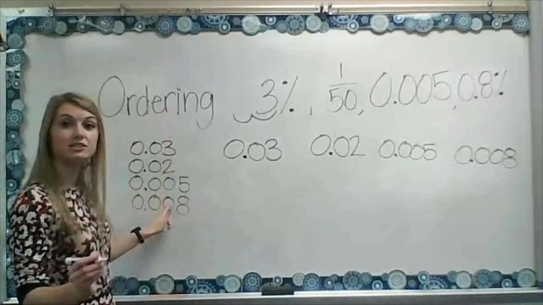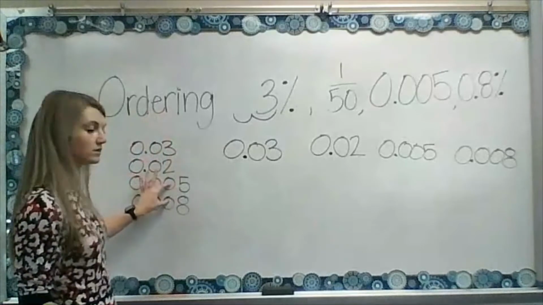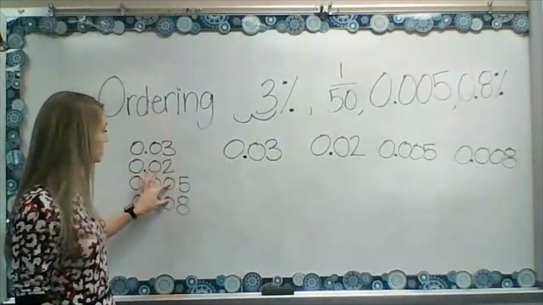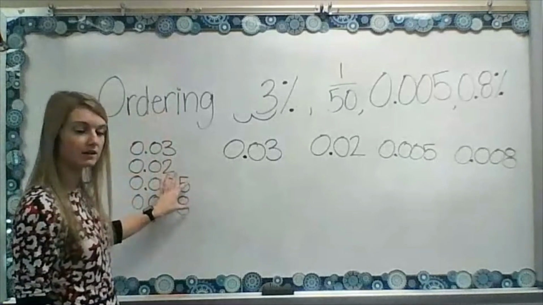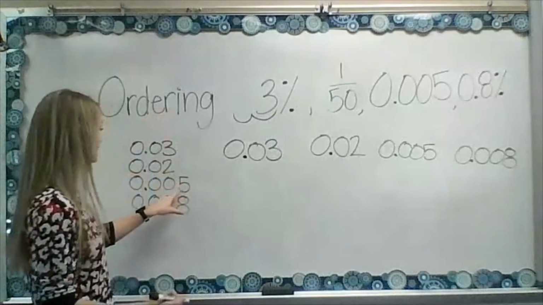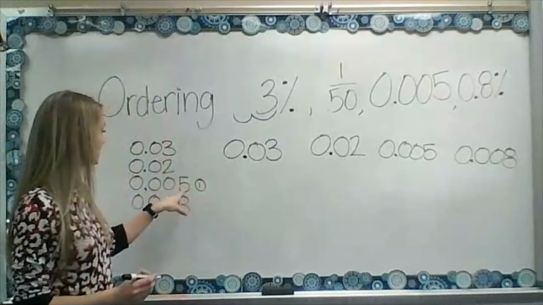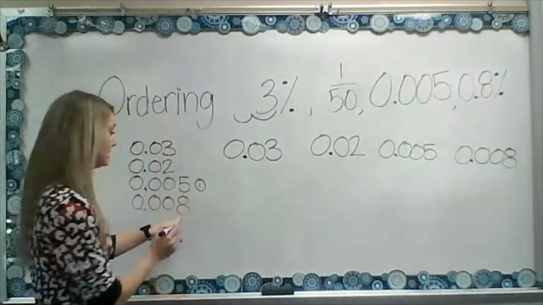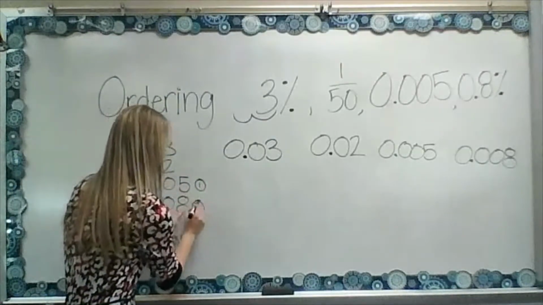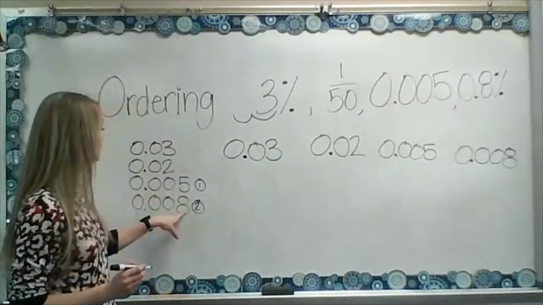We're going from least to greatest, so which one's the smallest? The ones with zeros. So then we go to the next number, 5 or 8. Which one's smaller? The 5. So that one is going to be my number 1 spot. And then we know the next one, the 8, is going to be in my number 2 spot. That's going to be the next smallest.